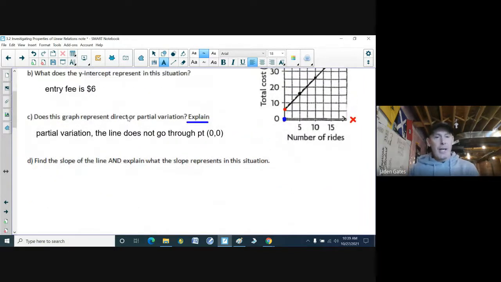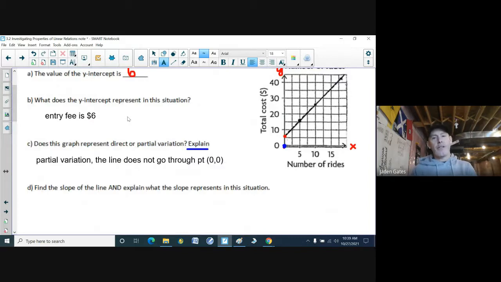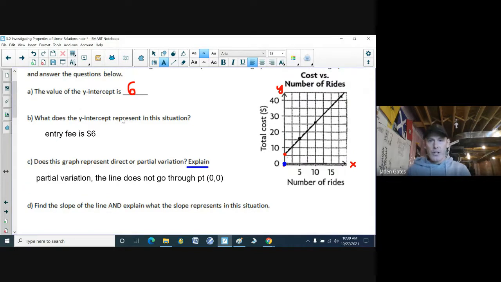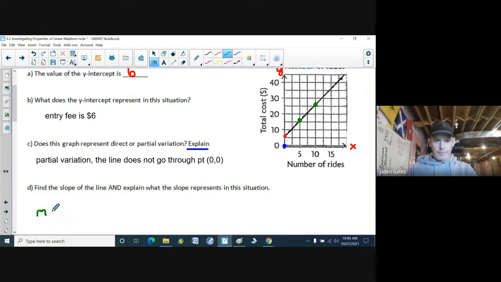Now we get to D. And this again is tying in everything we've done so far. Find the slope of the line and explain what it means. All right, so we're going to find the slope of this line. Now, again, you need 2 points on a graph. 2 nice points are as good as we can get. So I'm going to pick this one here and this one here, the 2 green points, to find my slope. All right, and so I'm going to go over a bit and then up from point to point.